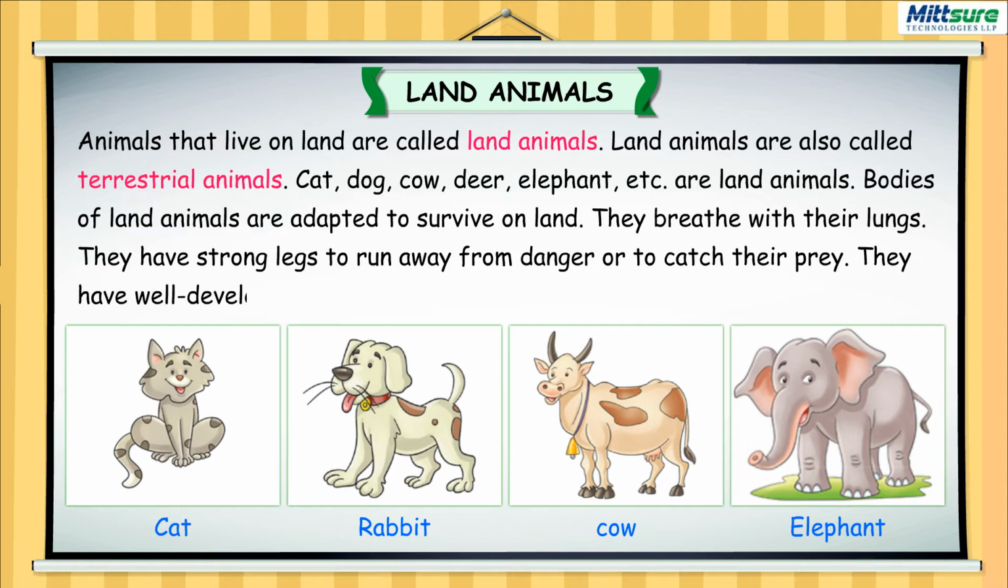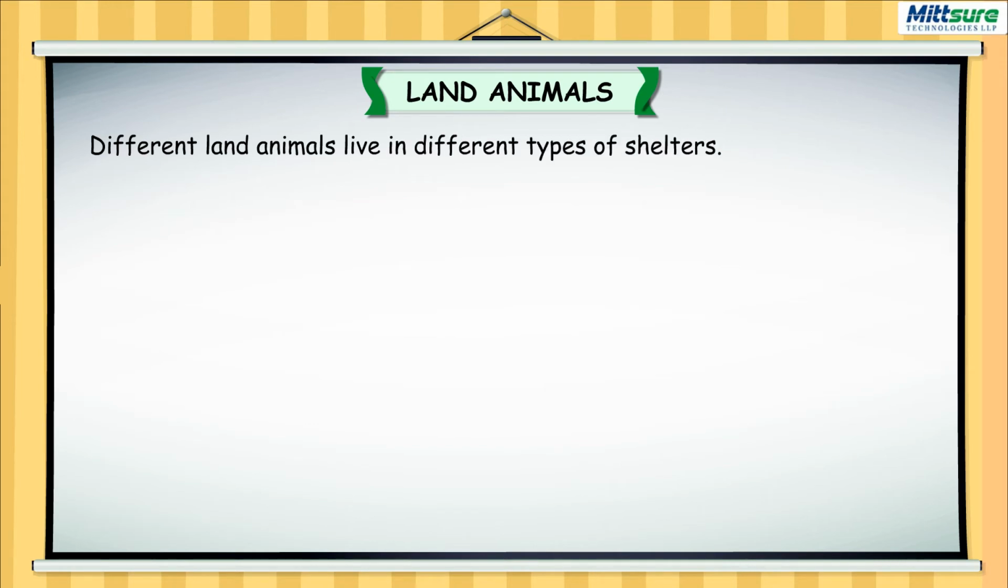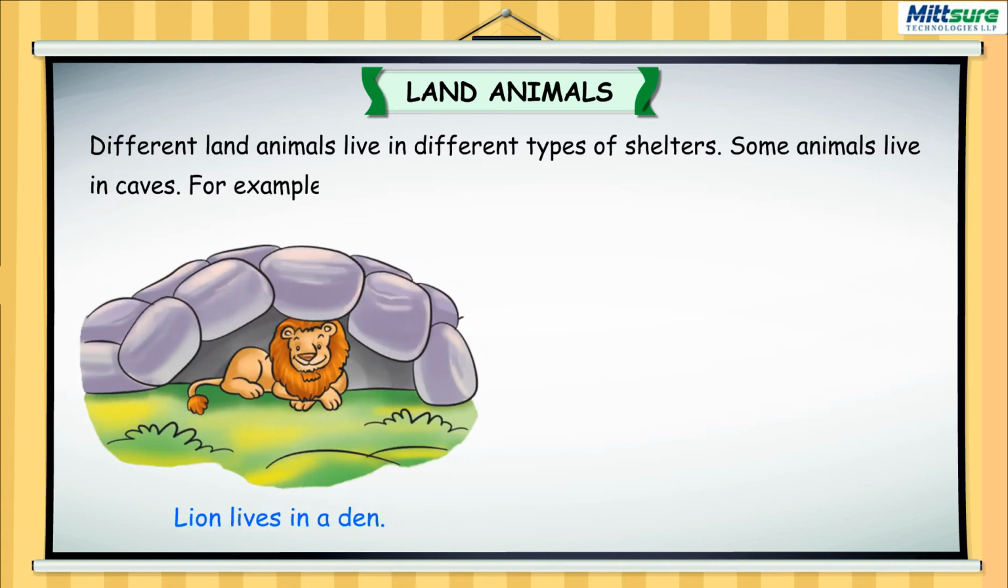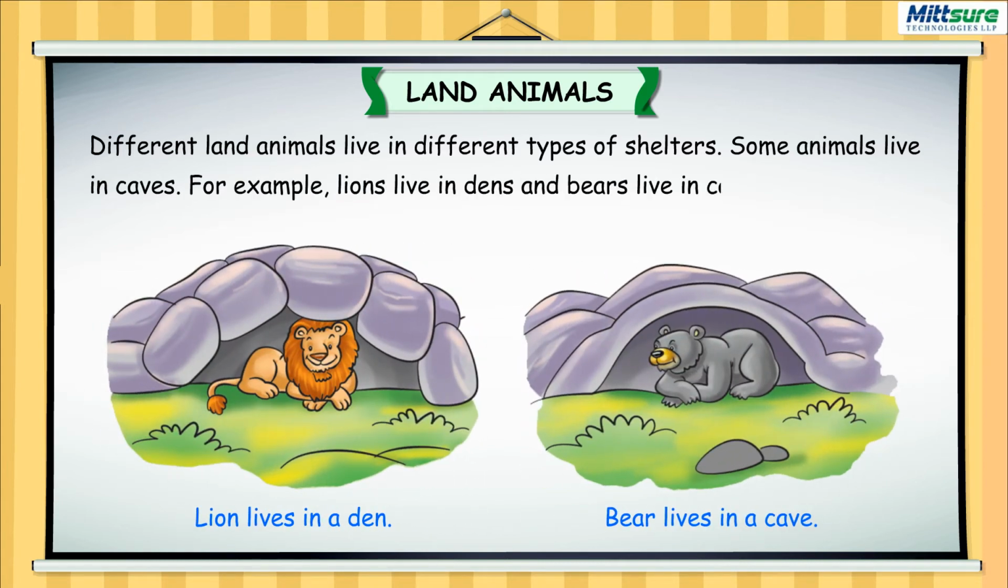They have well-developed limbs. Different land animals live in different types of shelters. Some animals live in caves. For example, lions live in dens and bears live in caves.